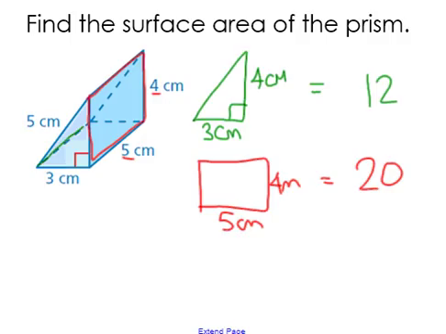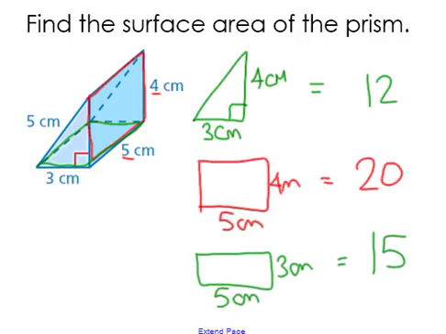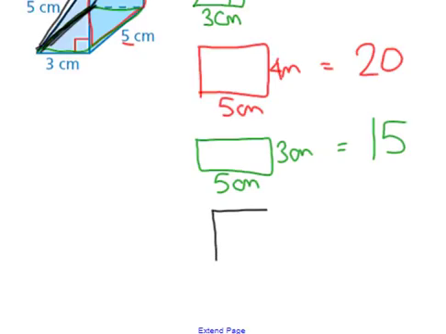We have this bottom rectangle with dimensions of 3 and 5. That'll give us an area of 15. And then the final face is going to be this slanted one over here that has a length of 5 and also a height of 5. So that'll be a perfect square with an area of 25.